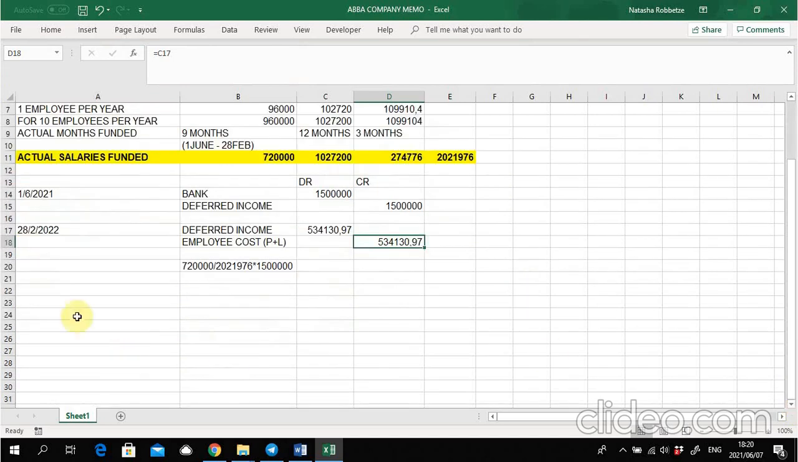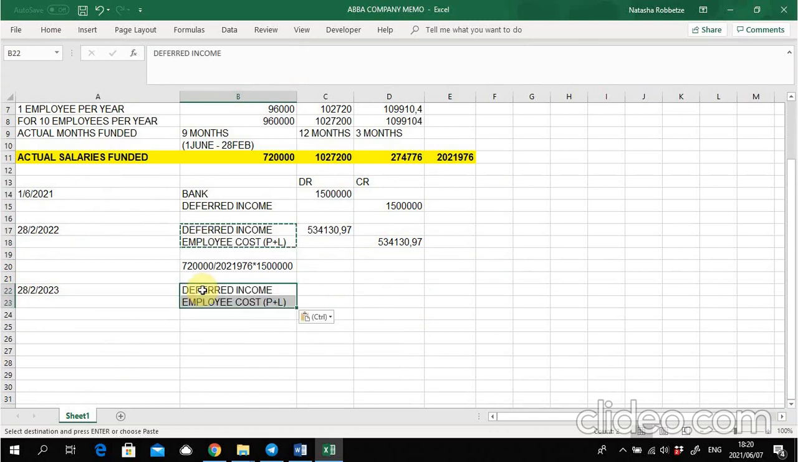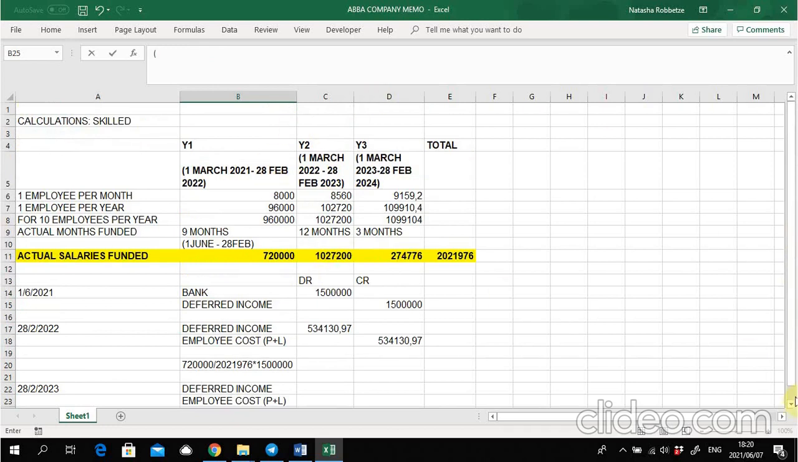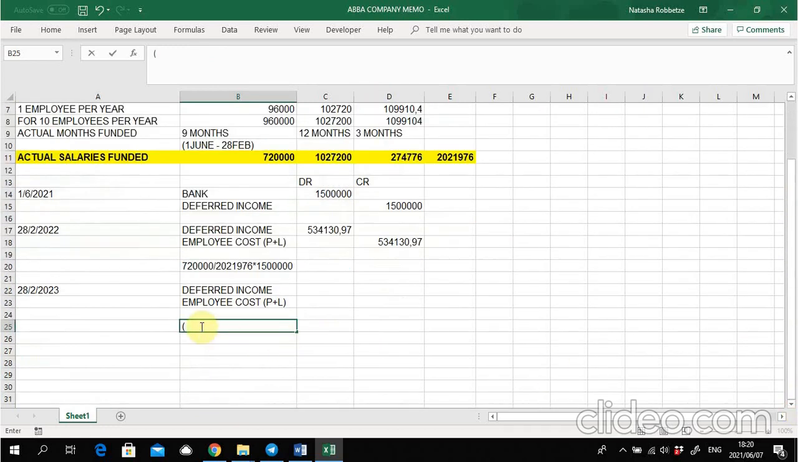They also ask us to do this calculation for the year ended 28 February 2023. So in this instance, 28 February 2023, we will again have deferred income and employee cost. We will not again recognize the subsidy because it's only paid to you once. It's not paid every year. You get it once off and then you need to use it over the next 24 months or 2 years. So yeah, I'm going to take the next year, which is my 2023, which is this year, and I'm going to use the yellow calculation as my weighing factor.